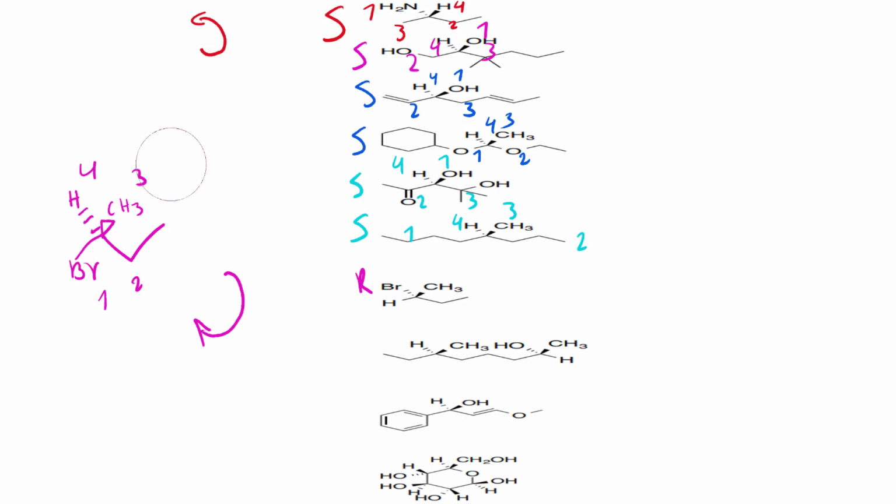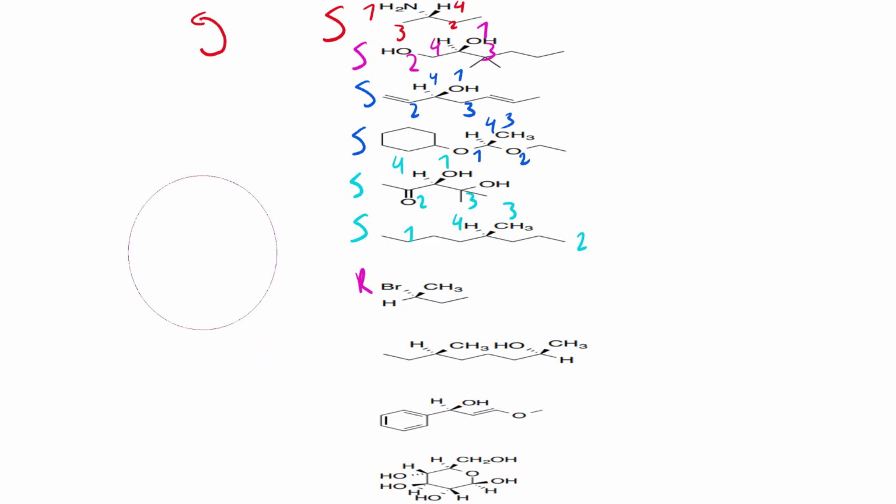Just make sure that you're exchanging your H with whatever's in the back, and then afterwards you reverse your notation. So if you had an S, you're going to have an R. If you had an R, you're going to have an S, right?